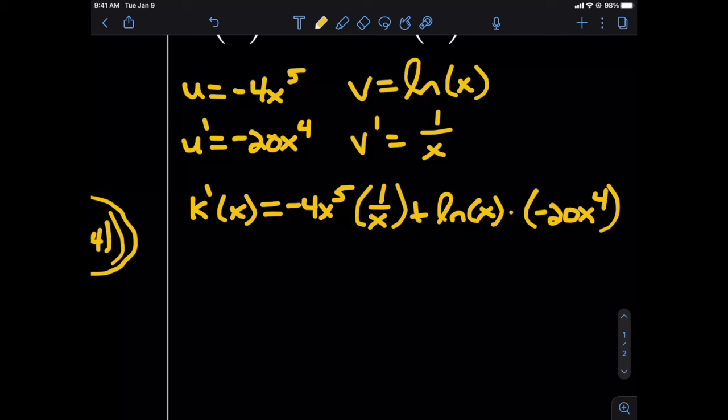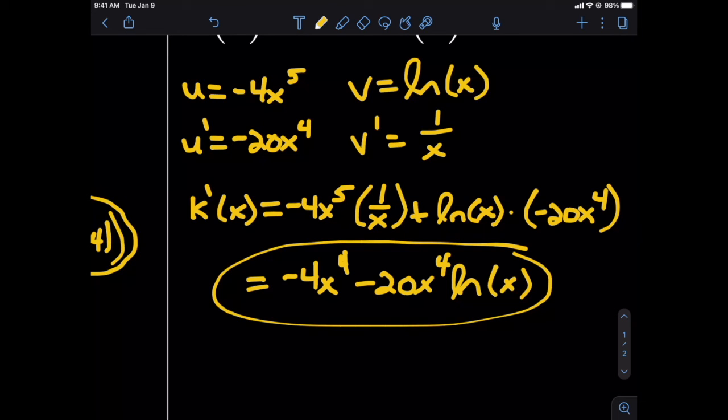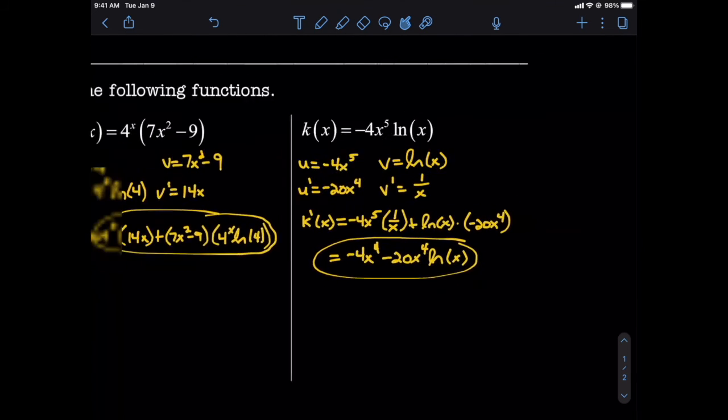We can simplify this. Watch what happens when we multiply negative 4x to the fifth times 1 over x. We're dividing by x, so we get negative 4x to the fourth. We can also move our negative 20x to the fourth to the left to make this a little bit easier to read, and our final k prime is negative 4x to the fourth minus 20x to the fourth natural log of x. And so there you have it.